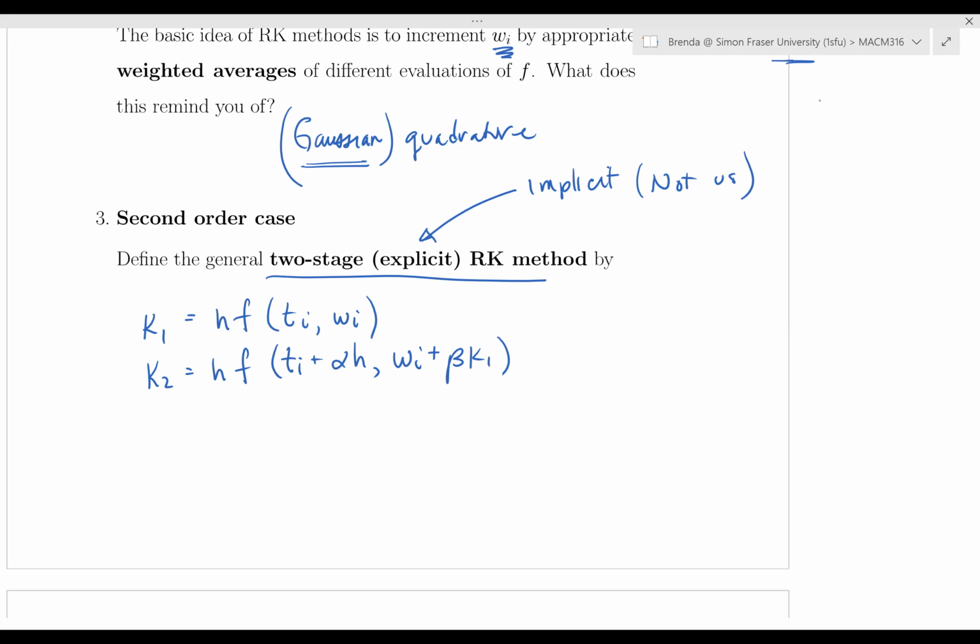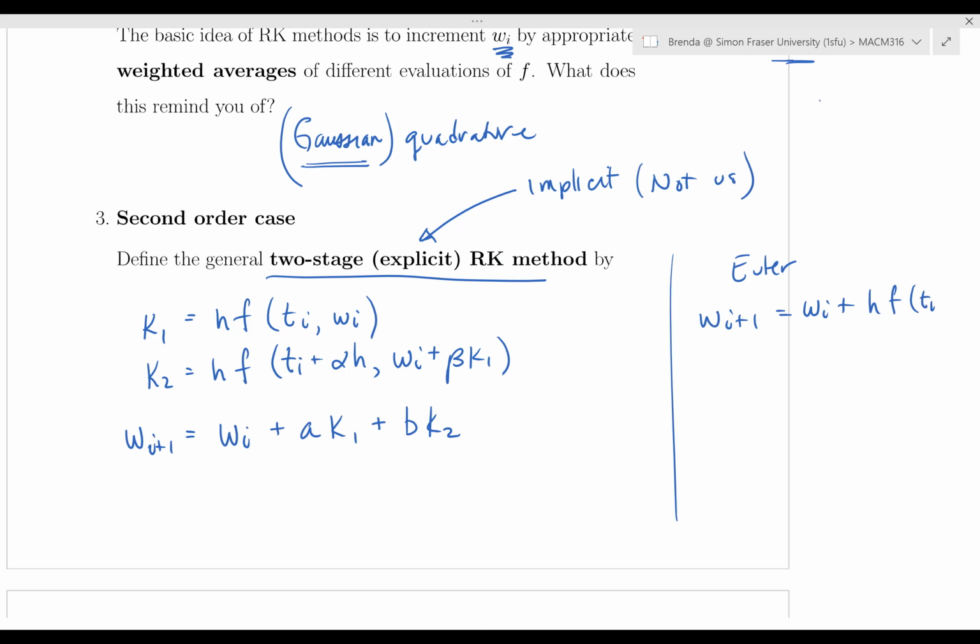This is a two-stage Runge-Kutta method. Let me just write down the update for it. Over here we have the Euler flavor, which looked like this: w_{i+1} equals w_i plus H f(t_i, w_i). That's the Euler method.